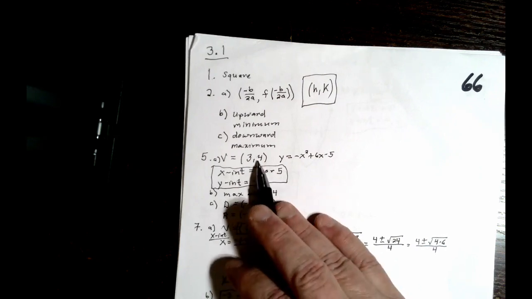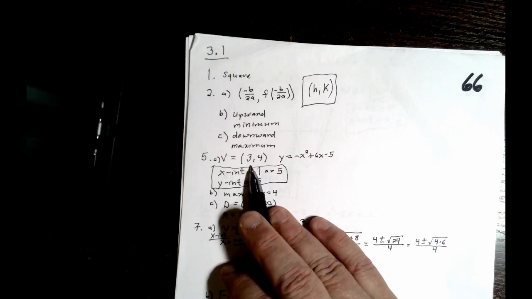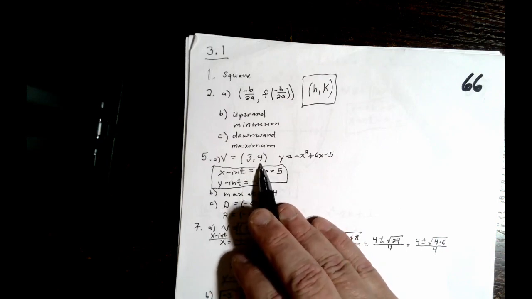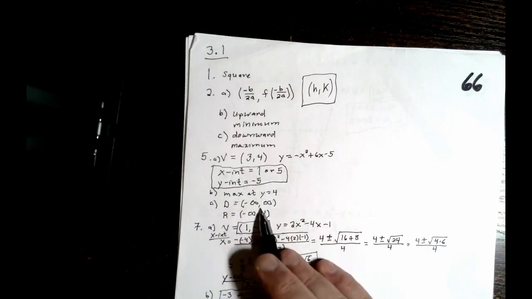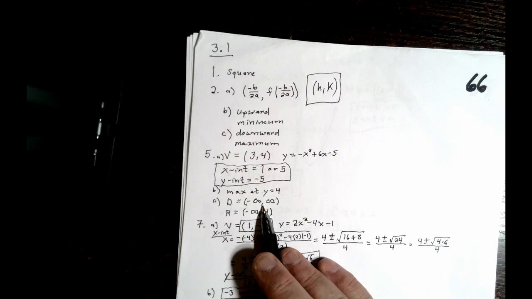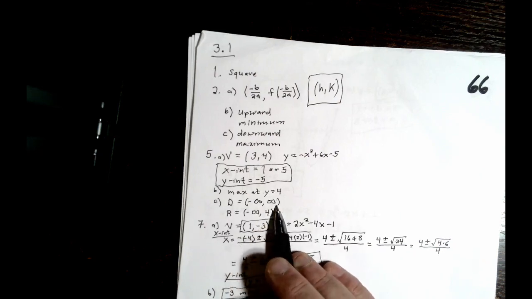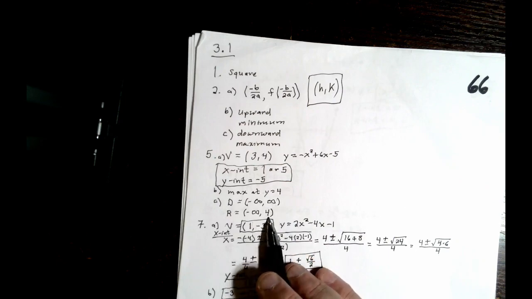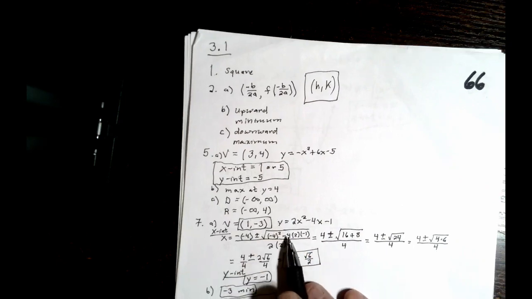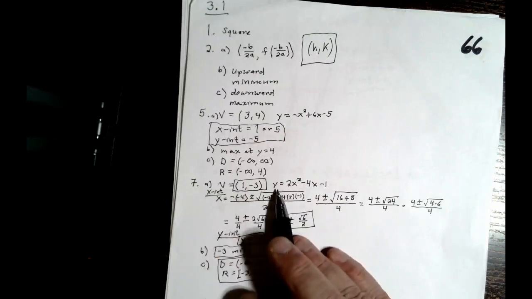Remember, your vertex is made up of two numbers. One number is whatever x needs to be in order for y to be a maximum. Alright. And C, they ask you to find the domain and range of the function. Well, if you look at it, it's minus infinity to infinity for the domain and minus infinity to 4 for the range. Okay, and the same thing here with this one.